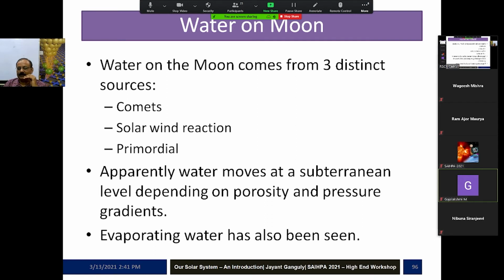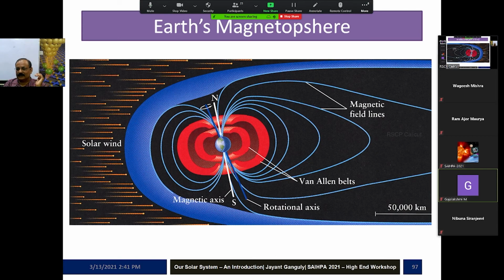Water movement to the subterranean level depends on porosity and pressure gradient. So there were different types of things involved, and people argue, and the debate is not yet settled. And then we come to the Earth.